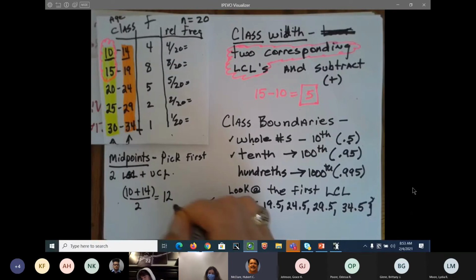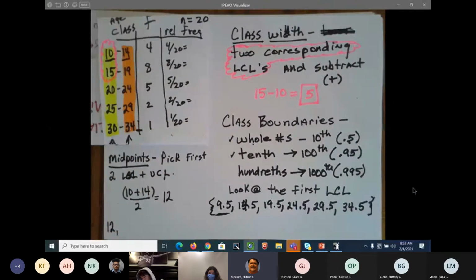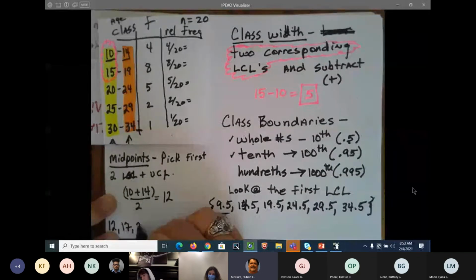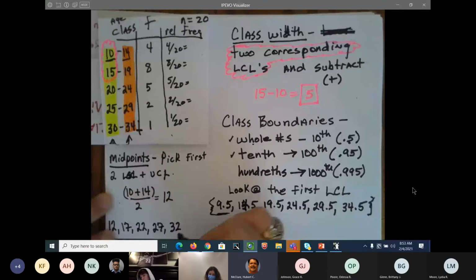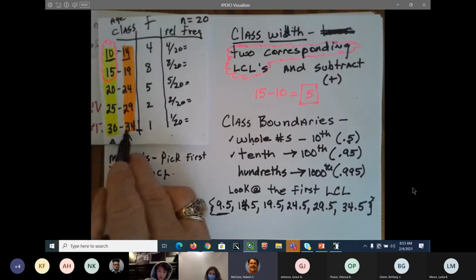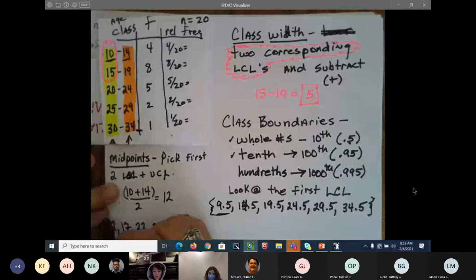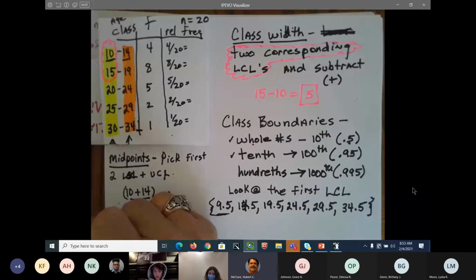And you put a 12 right here and a comma, and then you add your 5. 12 plus 5 is 17. 17 plus 5 is 22. 22 plus 5 is 27. 27 plus 5, I have no idea, 32. And 32 is between 30 and 34, so you stop. And that's it.